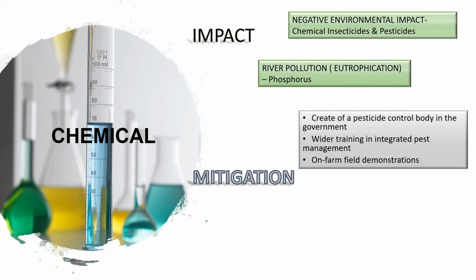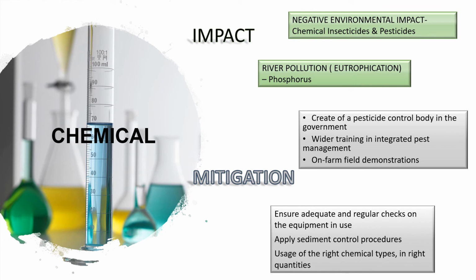The second impact is river pollution, which is eutrophication caused by excess phosphorus deposited as a result of construction waste such as sediment from the earthwork and also oil and fuel from machineries into rivers, or maybe caused by heavy use of agricultural chemicals. And then for the mitigation, ensure adequate and regular checks on the equipment used to ensure they are well maintained and in good working condition to prevent leaking oils and fuel. Then apply sediment control procedures to prevent sediment returning into the river. And the last one is use of the right chemical type in right quantities to avoid eutrophication.